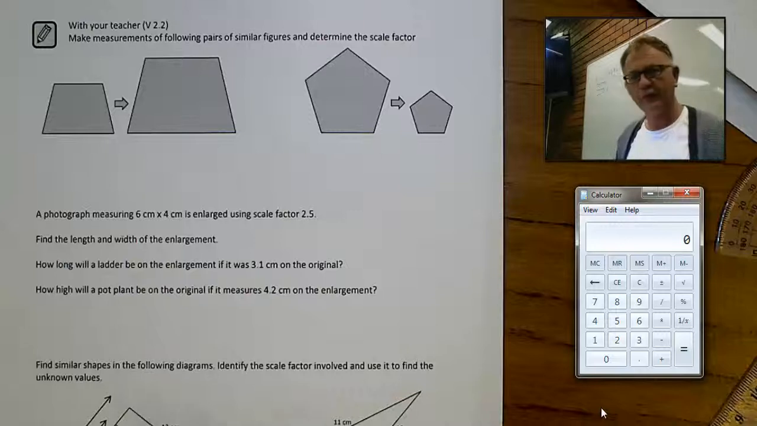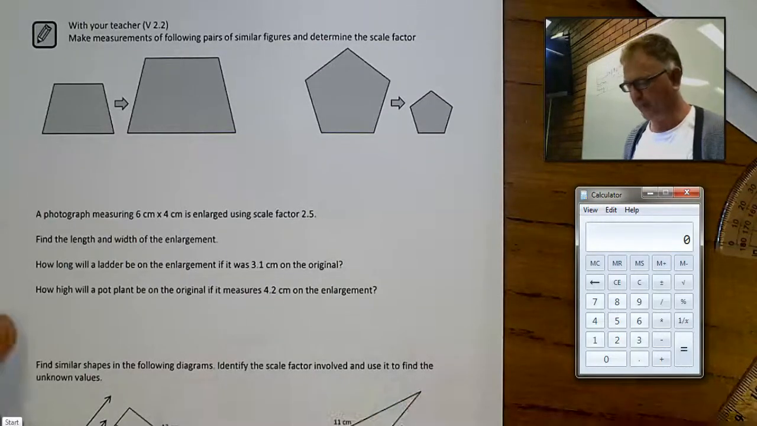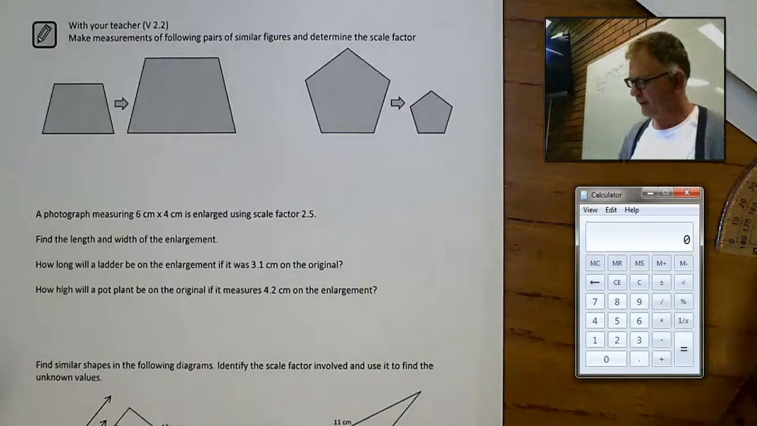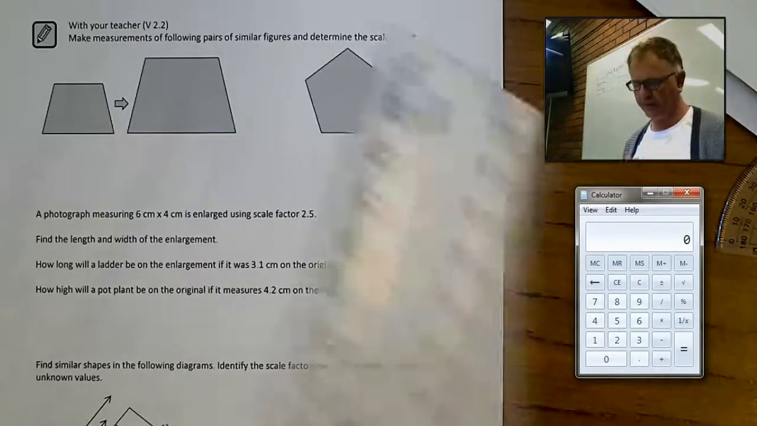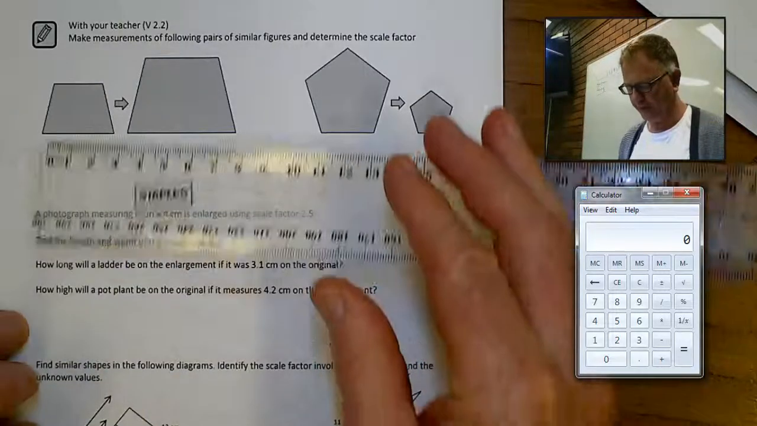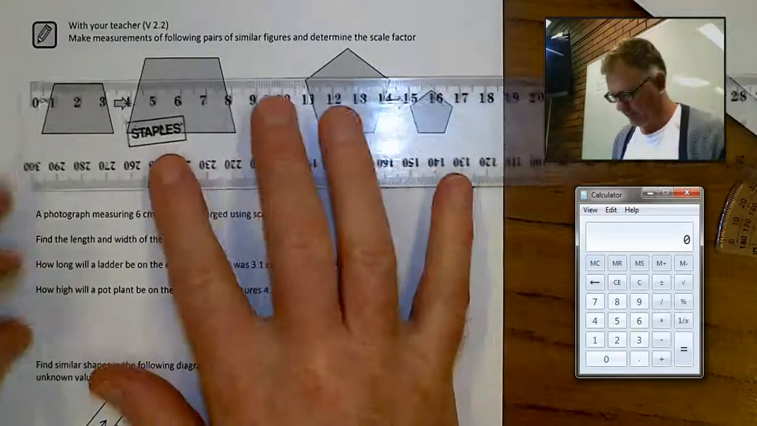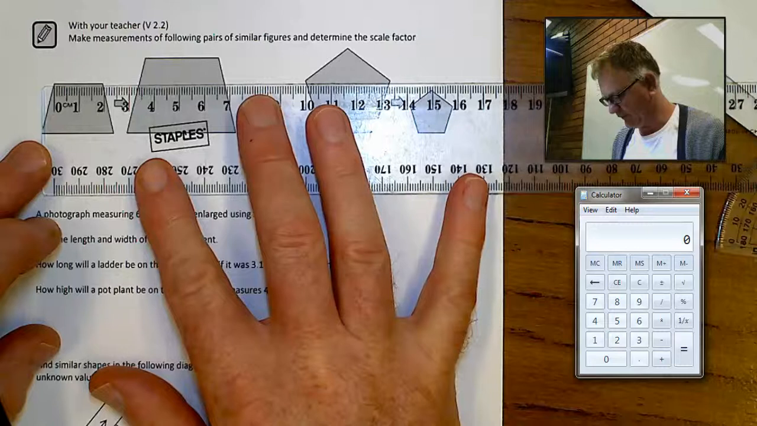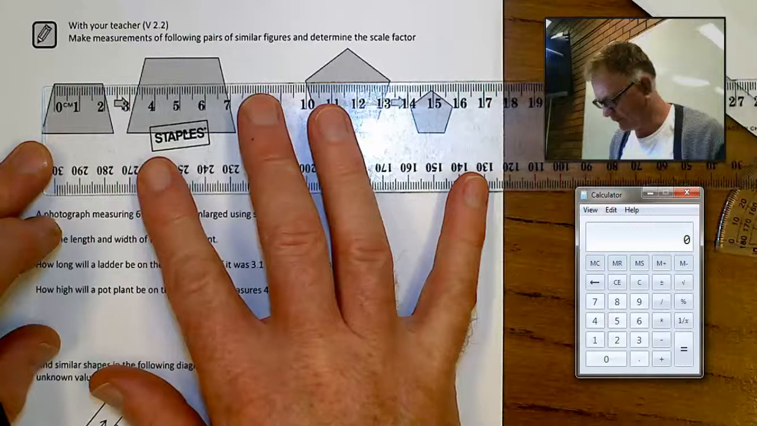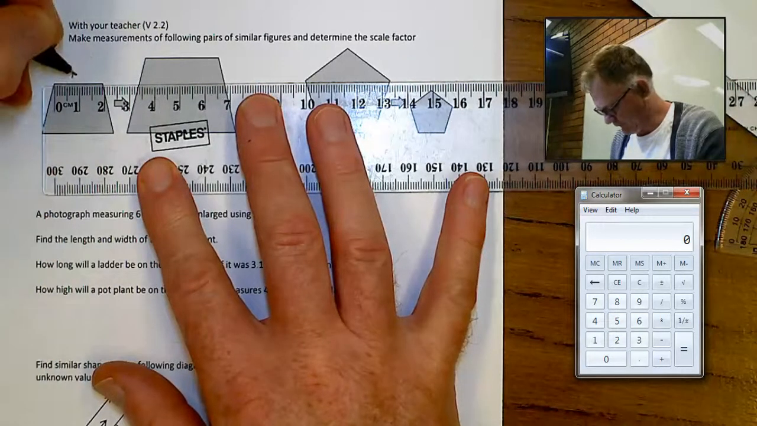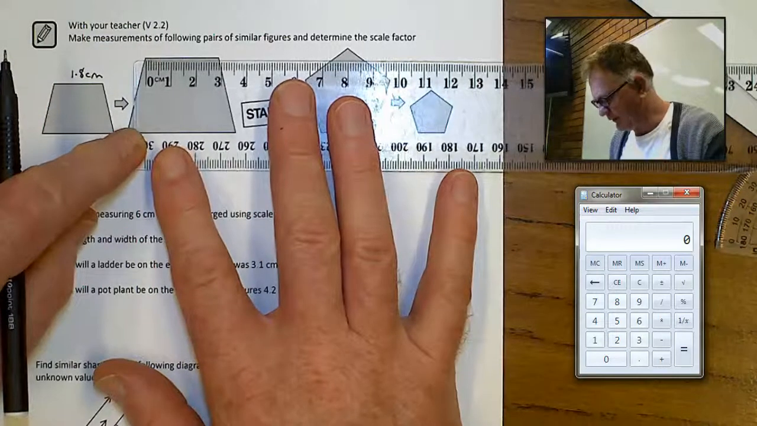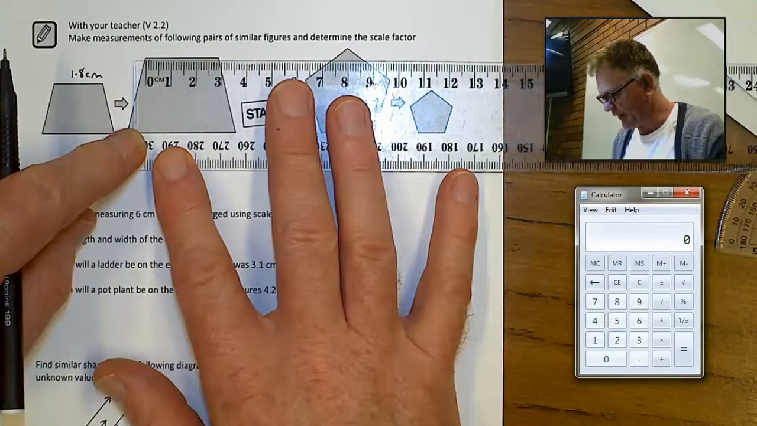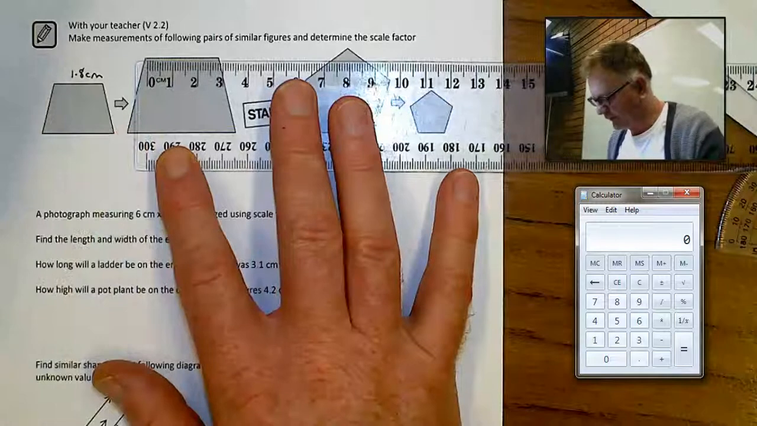We've got some questions here which involve similarity and scale factor. So the first question actually asks us to work out the scale factor involved in some different transformations. To do this, we just use our ruler and we're going to make some measurements. So if I measure a side length on this trapezium here, it looks like about 1.8 centimetres along there. I'll measure the corresponding length on this larger trapezium. It measures 2.7.